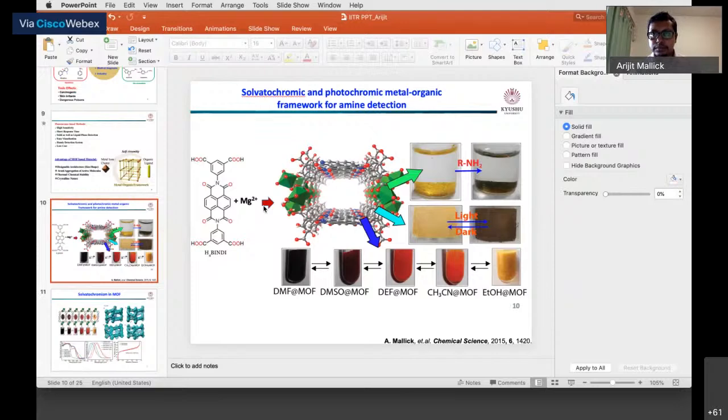Do you have any idea how many cycles you can use this for? For sensing, we did around 20 times. It was fine, 20 cycles. We didn't go further, but around 20 cycles we did, and the sensing property was fine.